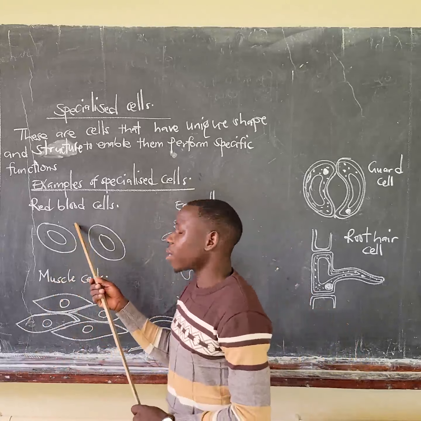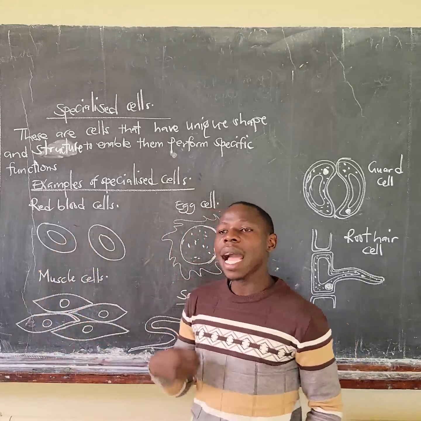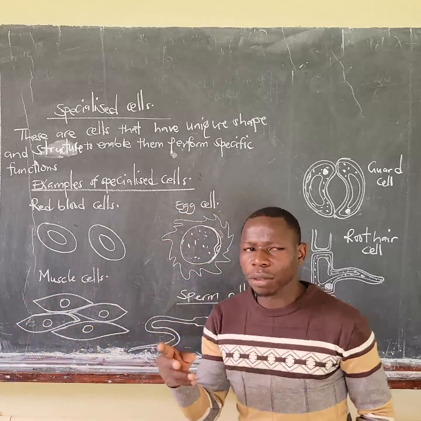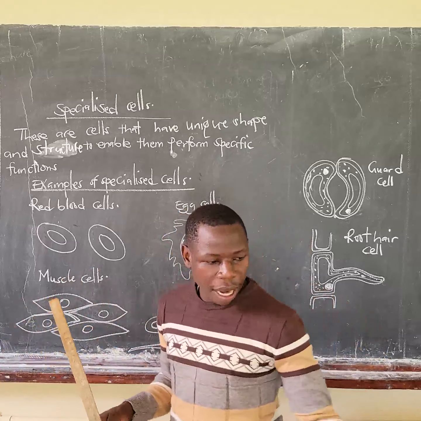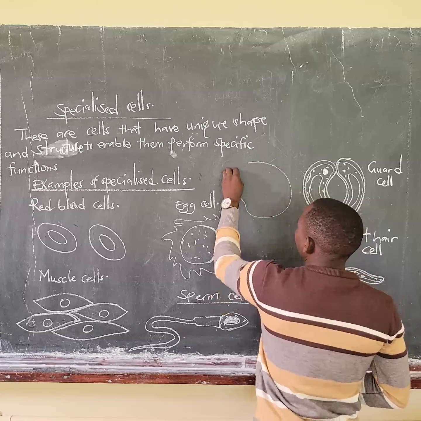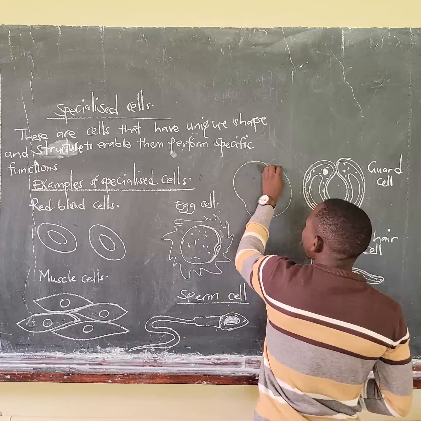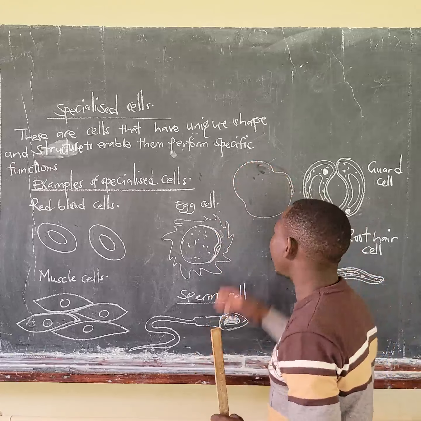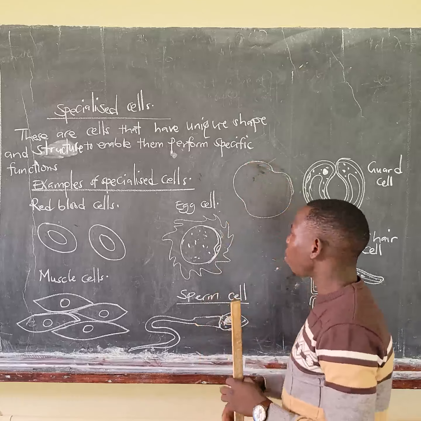So these cells are modified, or they have unique structure and shape. You see, we looked at the structure of one animal cell. The structure of one animal cell had this shape. It was not so circular, but it was of like a circular form. And the structure of an animal cell was of this kind.